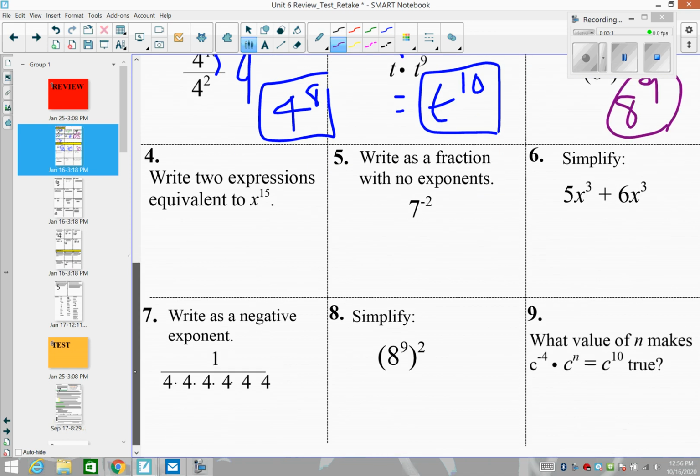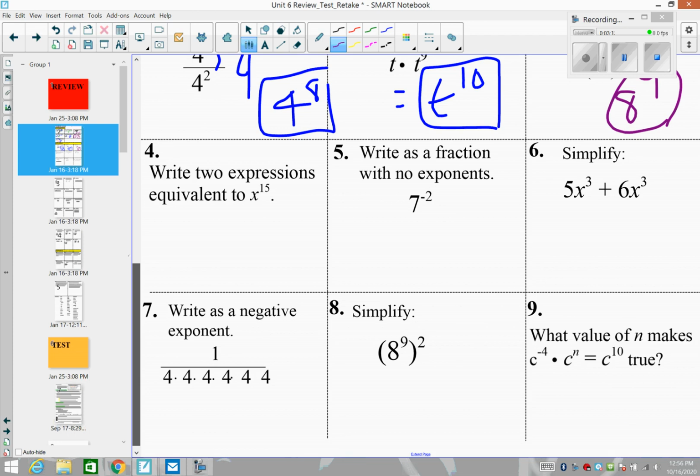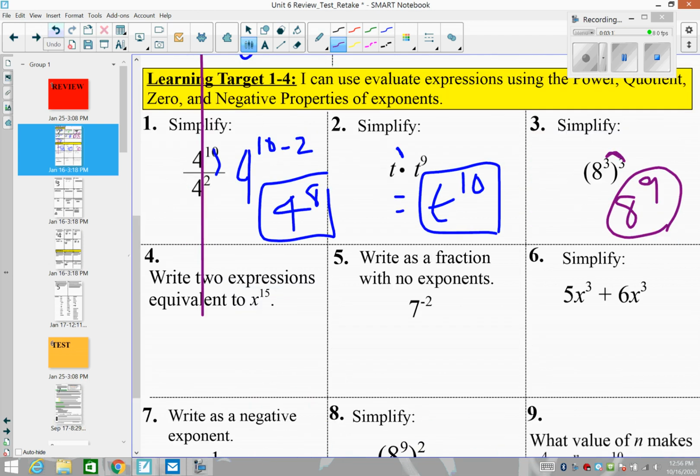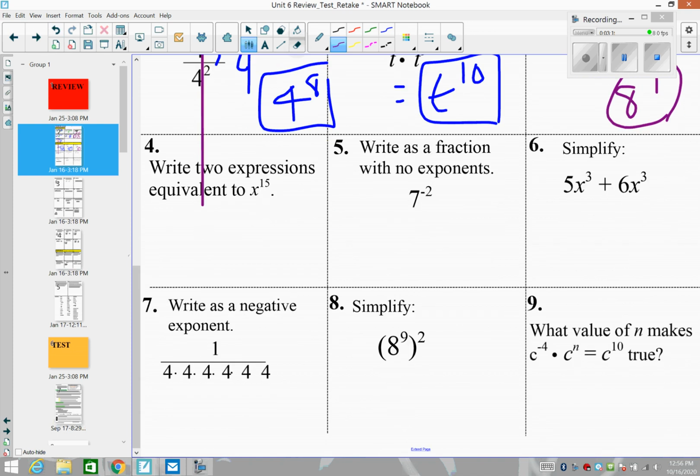Question 4, write two expressions that are equivalent to x to the 15th. Option 1 would be something like x to the 3rd to the 5th. So when we distribute that, that becomes x to the 15th.